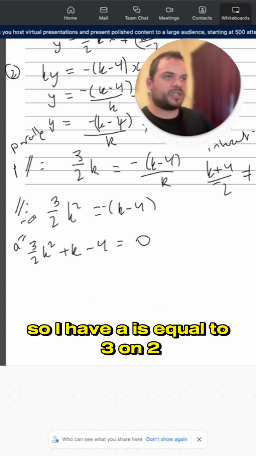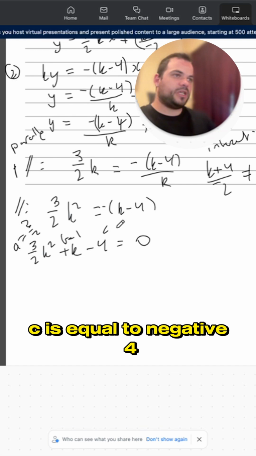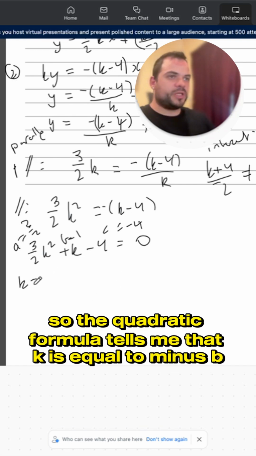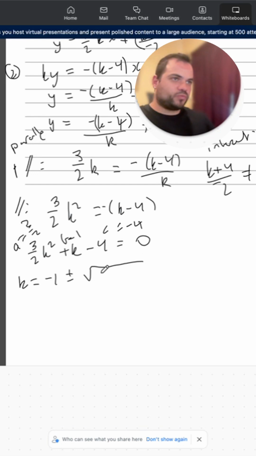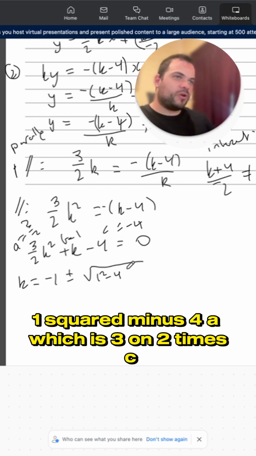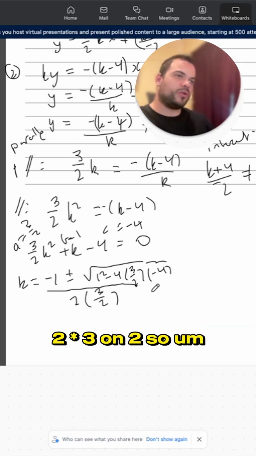So I have a is equal to 3/2, b is equal to 1, and c is equal to negative 4. So the quadratic formula tells me that k is equal to minus b, so that's minus 1, plus or minus the root of b squared, 1 squared, minus 4a, which is 3/2, times c, which is negative 4. And I divide that through by 2 times a, 2 times 3/2.